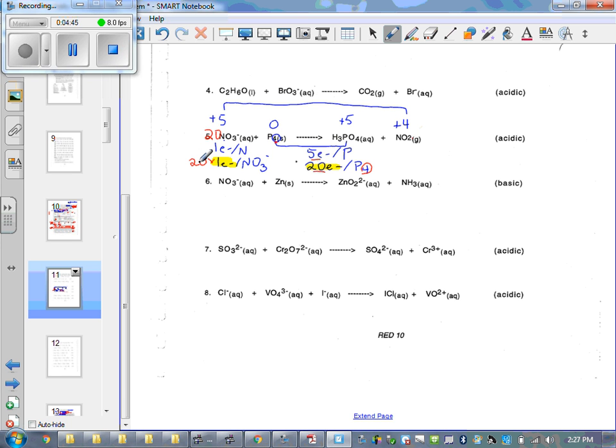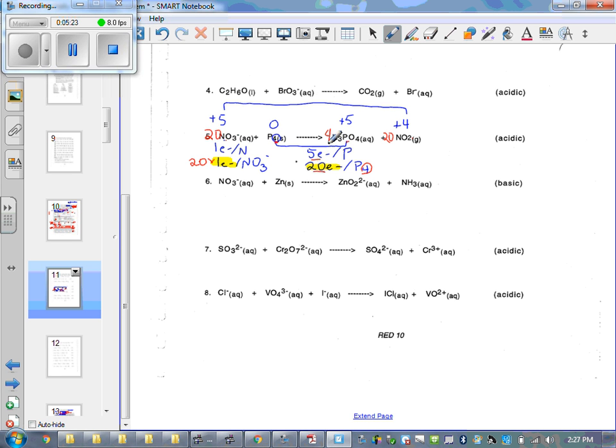Now that we've balanced our electrons gained and our electrons lost so that they're the same, we can balance our non-H and O atoms. Have we messed up our N's? Yes. We've got 20 here and only one here. So how do we balance them? Times by 20. We've got 4 P's here, and only 1 P here. Times by 4. Now we're done our non-H and O atoms.